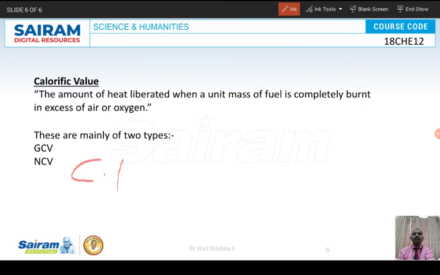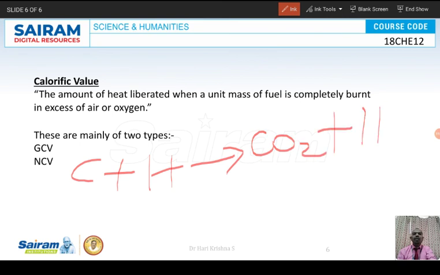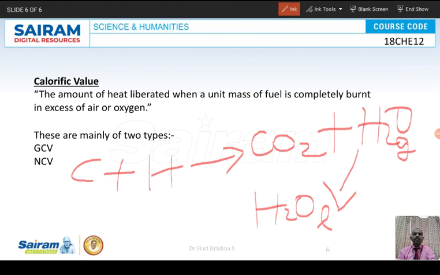So you have carbon, hydrogen. This undergoes combustion to give you carbon dioxide and water, right? Here carbon dioxide cannot be cooled. The only thing which can be cooled is water. Water will be in the gaseous state, so this water can be cooled to give you H2O liquid. When 1 gram of water gas is cooled to 1 gram of liquid, it liberates some amount of energy. So that energy will be taken into consideration.